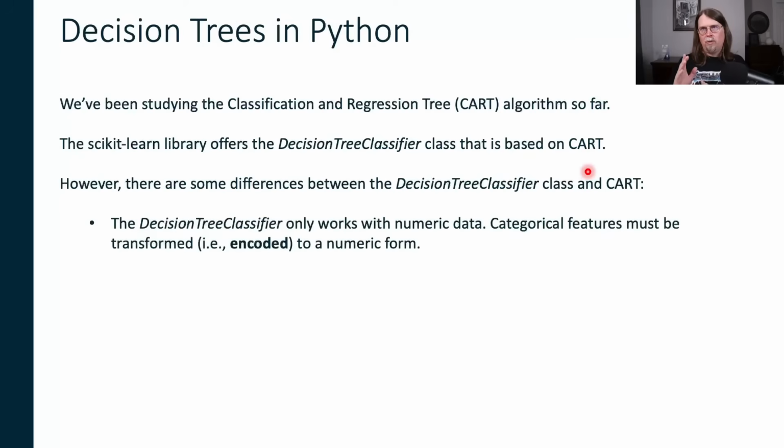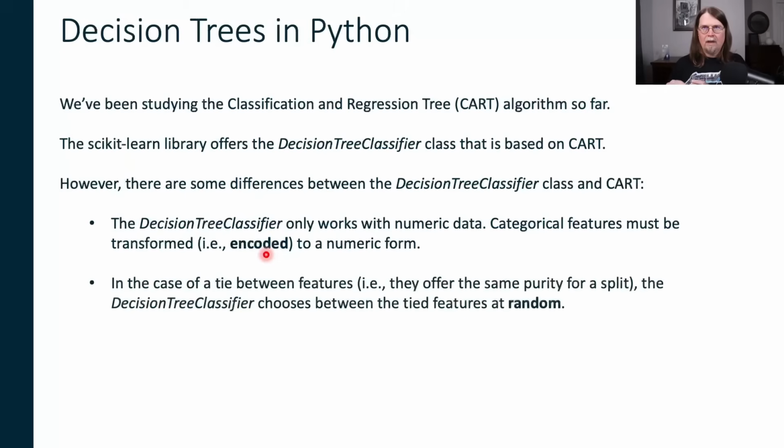So the first difference between the CART algorithm and the decision tree classifier is that the decision tree classifier only works with numeric data. So if you have categorical features represented as strings, they don't work, especially for older versions of scikit-learn. For example, the version that's included with Anaconda Python doesn't work with textual categorical features out of the box. That might change in the future, but right now it doesn't work. So what you need to do is transform or encode them. I'll teach you about that. It's not as hard as you might think.